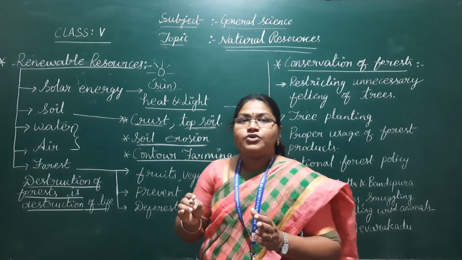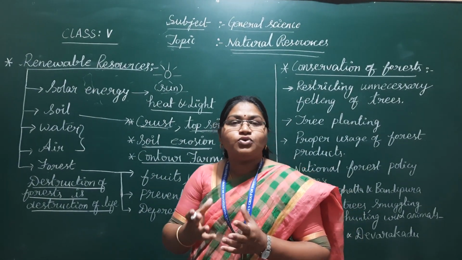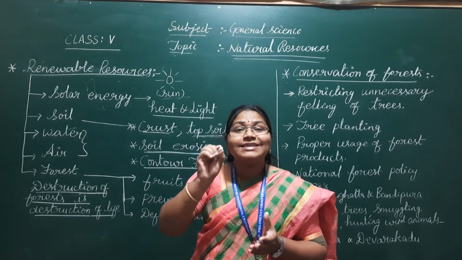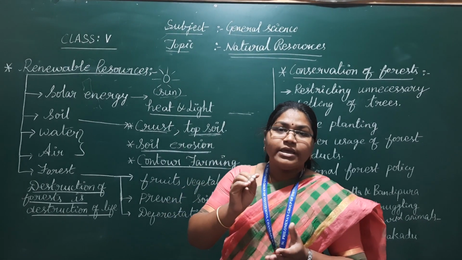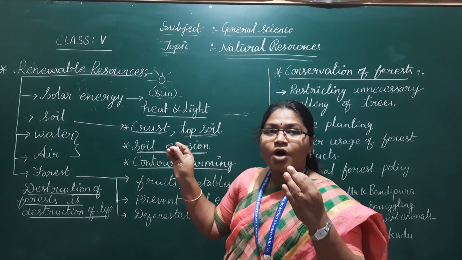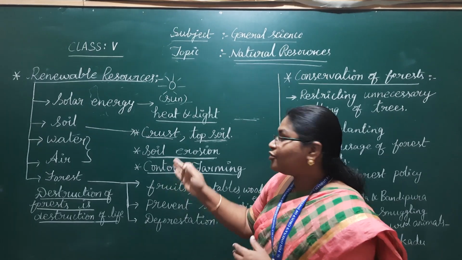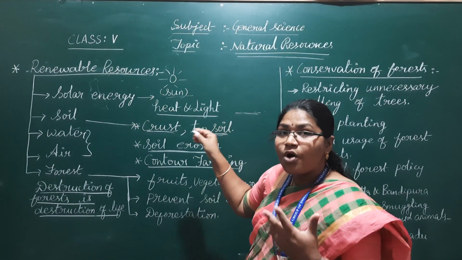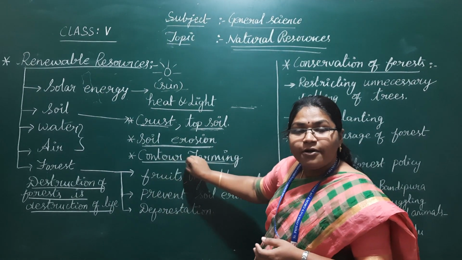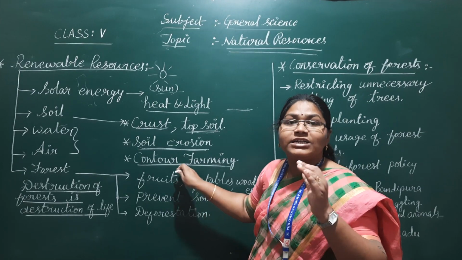It takes almost 500 to 1500 years to form about 3 centimeters of soil. So 3 centimeters of soil takes between 500 and 1500 years to form. That's why we have to preserve this topsoil. How? By contour farming. What is this? Contour farming is one of the farming techniques in agriculture.